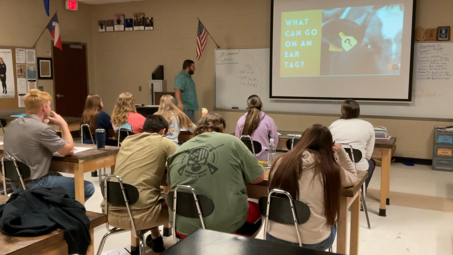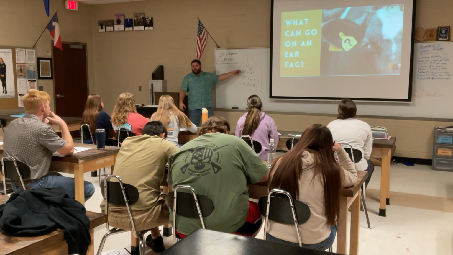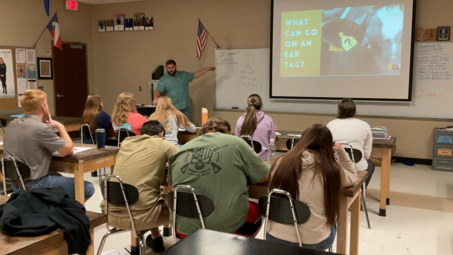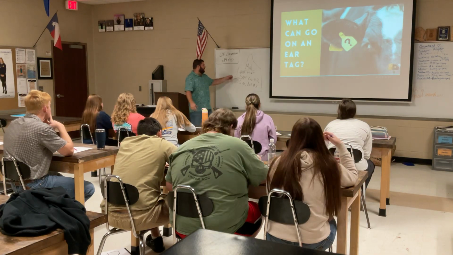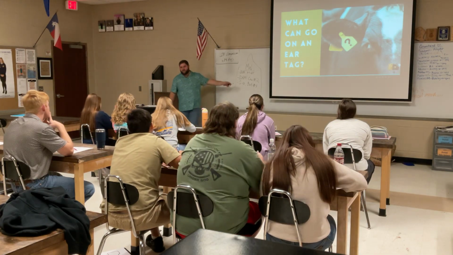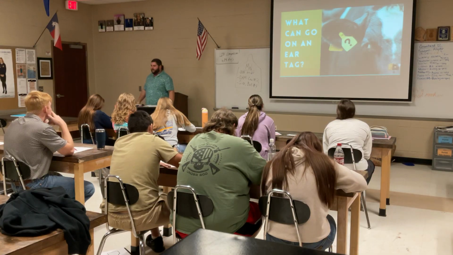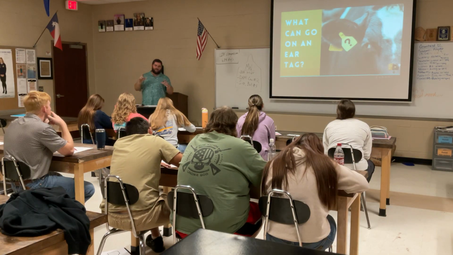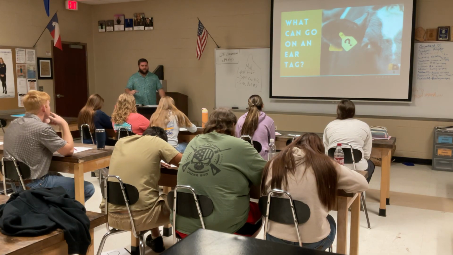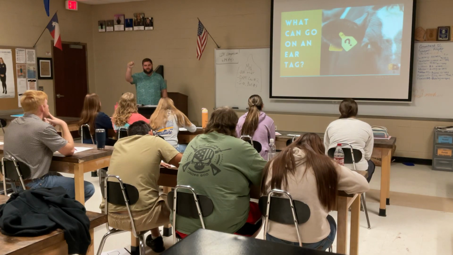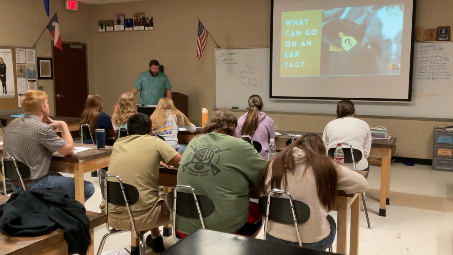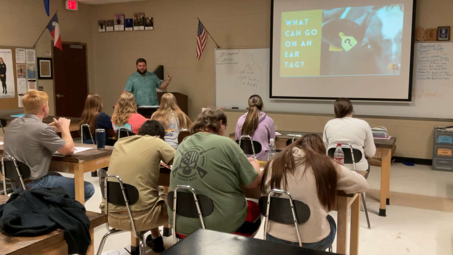So you can put the ranch name or the brand. That's something I want y'all to list here. So ranch name, brand. You can put the date of birth, dam, or the sire. A lot of people have these ear tags made up that are printed in a shop, and they'll order them where all you have to do is fill out the little blanks for date of birth, dam, and sire. They'll have their brand. They might have a phone number. They might have an address.